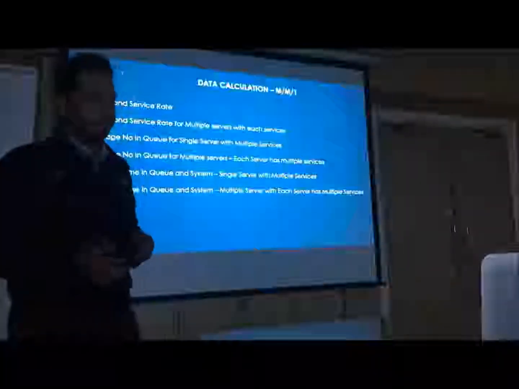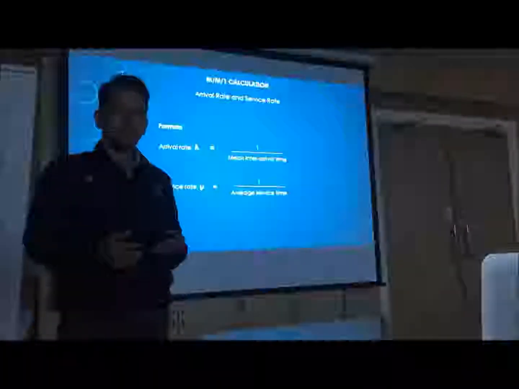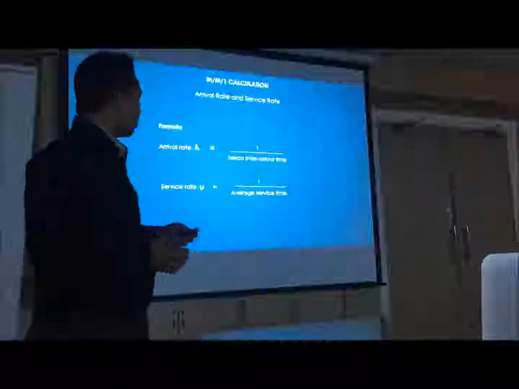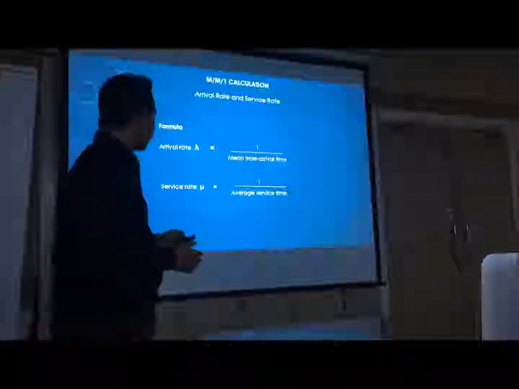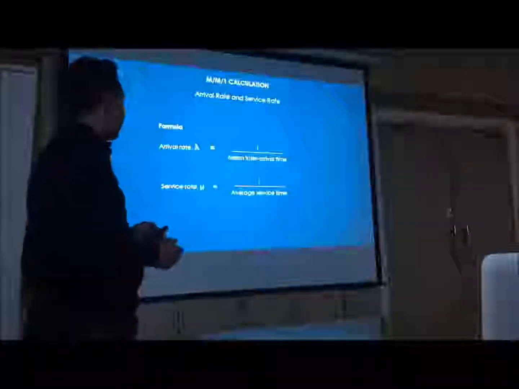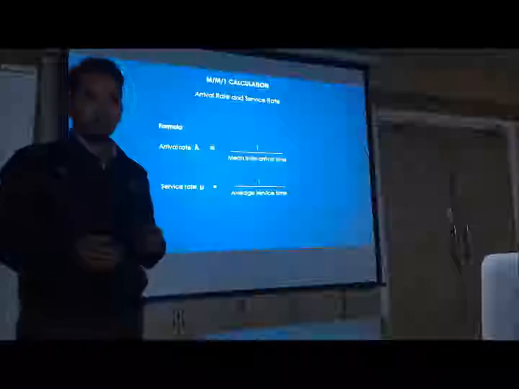Okay, this is actually the formula to find the arrival rate and also the service rate. When you see on the slides, the lambda represents the arrival rate and the mu symbol represents the service rate. To find the arrival rate, 1 is divided by mean inter-arrival time, and to find the mu, which is the service rate, 1 is divided by average service time.